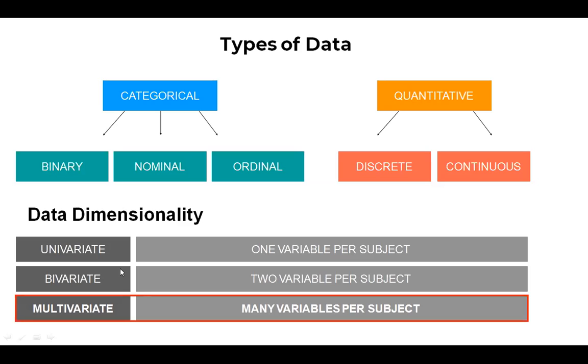Then in case of gene expression, we could have a large number of genes, a large number of proteins. Those kinds of data, especially in case of big data, we consider as multivariate data.